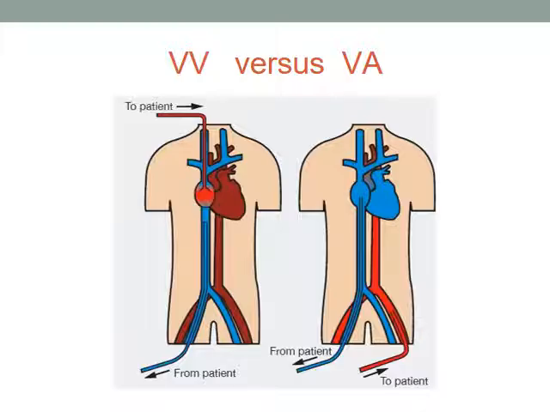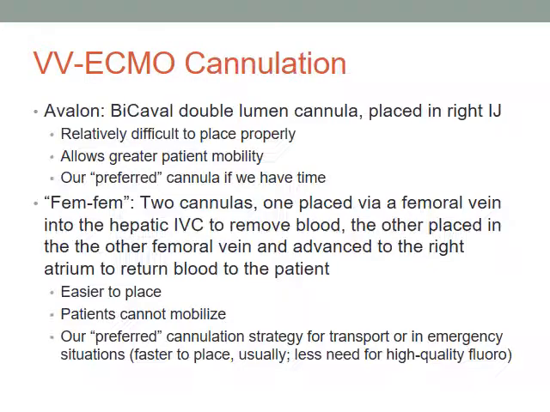Okay, let's talk more about VV ECMO, since that's our main ECMO. And there are a lot of ways of doing this. We use, when possible, in ideal patients where we have the luxury of some time, an Avalon. That's a brand name, but generically it's a bicaval double lumen cannula. It's placed through the right internal jugular, and when it's properly placed, you can drain blood from the patient from both the SVC and the IVC, and then it is returned to the right atrium.